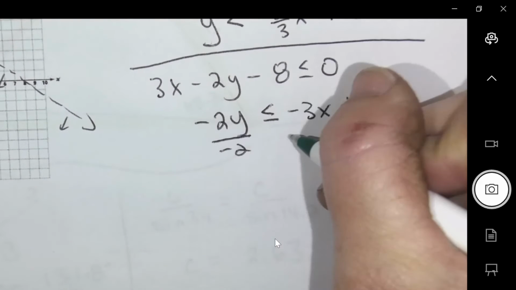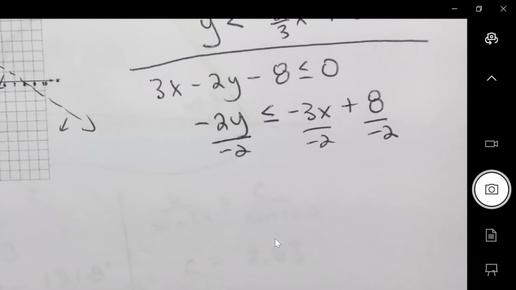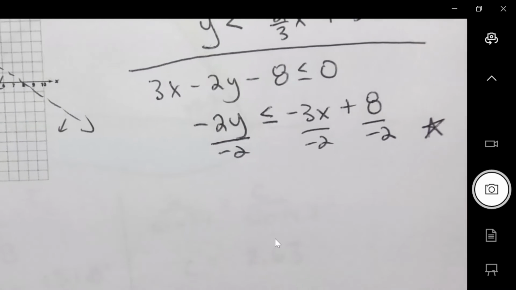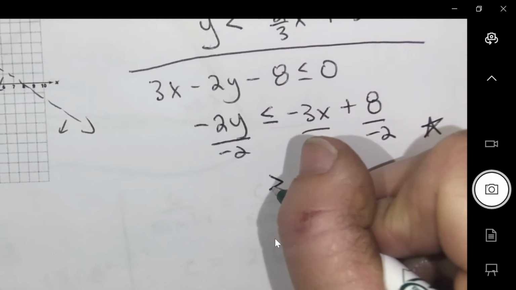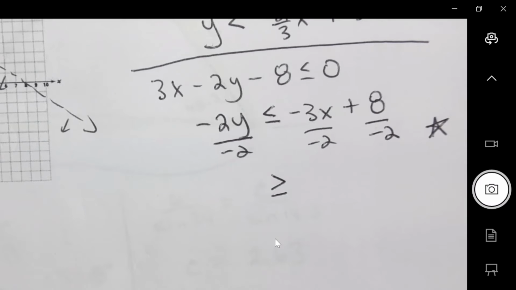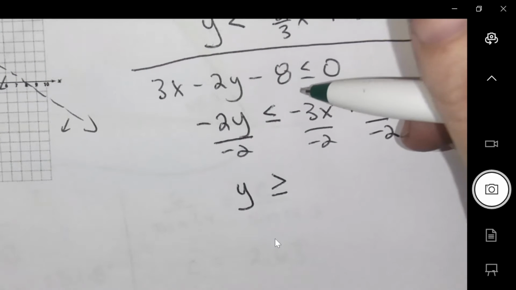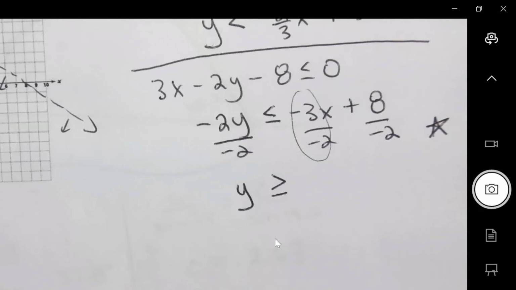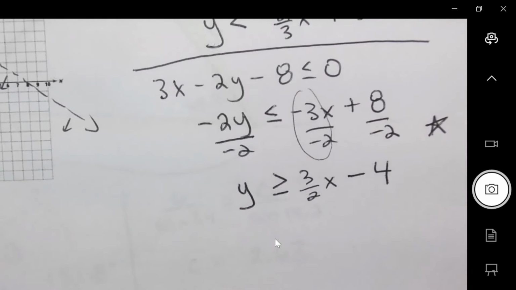Now I'm going to divide by negative 2. And does anybody remember this rule? What happened with that? I divided by a negative, so the sign gets flipped. So this is just y now. What would happen with this slope? What do 2 negatives make? Positive, so I can just cancel the 2 negatives. And then minus 4.